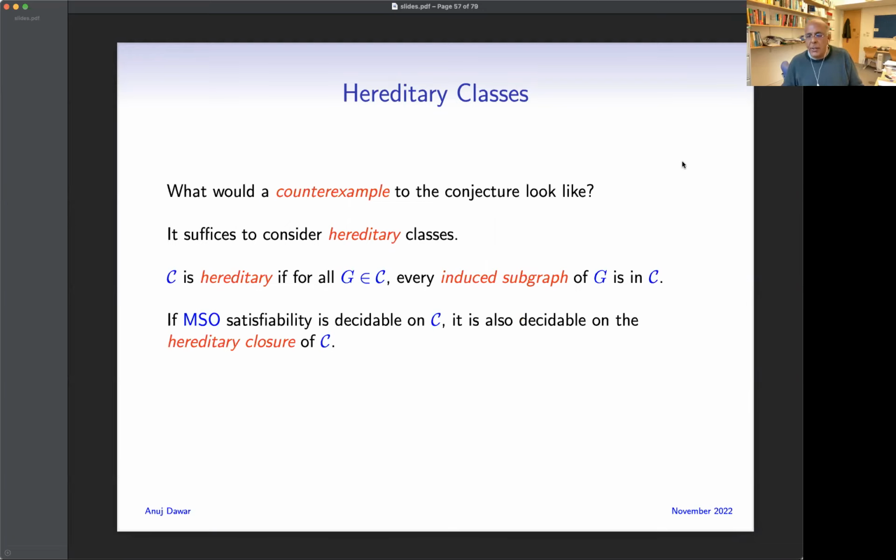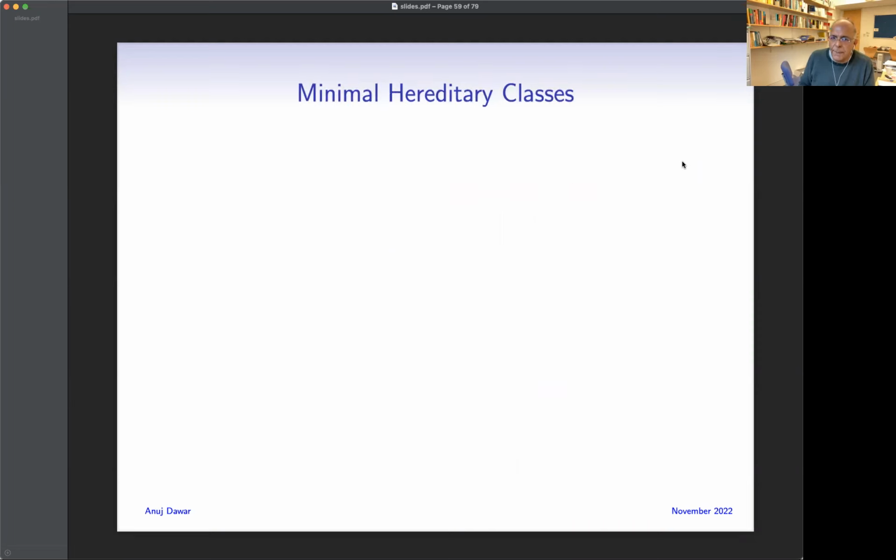Now, it's not that hard to see that if MSO satisfiability is decidable on a class, it's also decidable on the hereditary closure of C. So the hereditary closure of C is simply you take all the induced subgraphs of graphs that appear in C. This is why it suffices, if we're looking for a counterexample, to think only of hereditary classes. And we call this HUCW, the hereditary classes of unbounded clique width. All right, so that's the place to look for a counterexample.